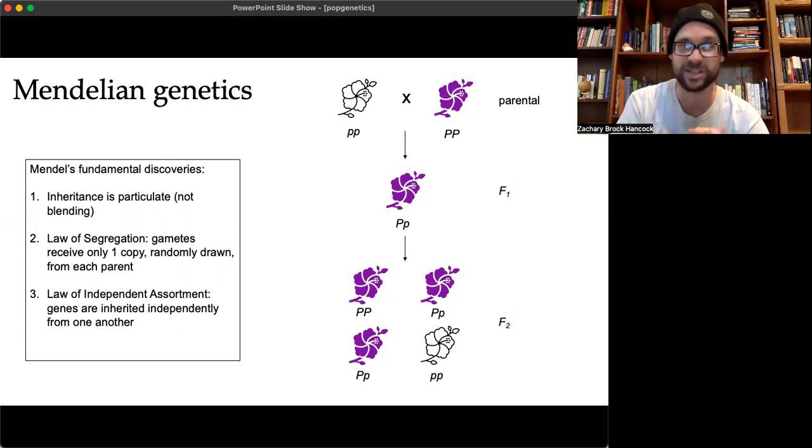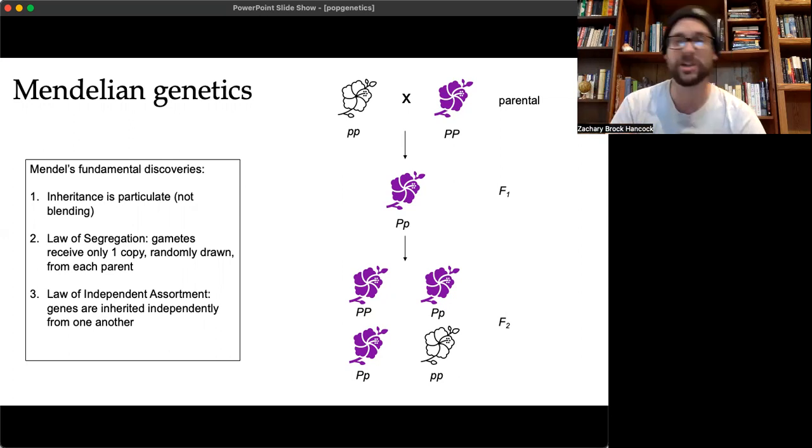One is that inheritance is particulate, right? He overturned the predominant idea that inheritance was blending. This is actually treated on a mathematical level in R.A. Fisher's book, The Genetical Theory of Natural Selection. If you check that book out, it's like the fundamental foundation of mathematical evolution. Check it out.